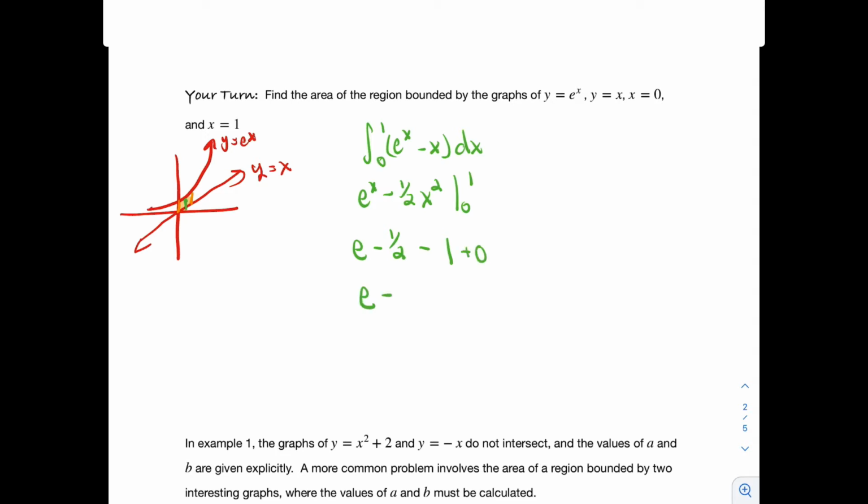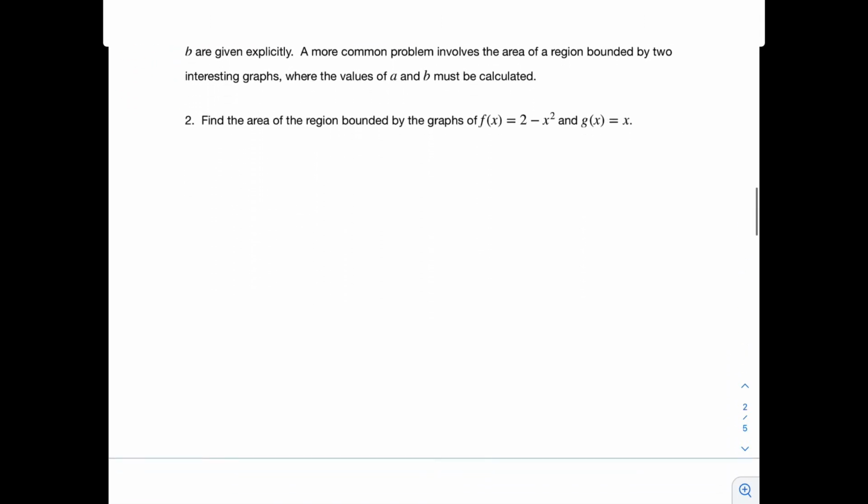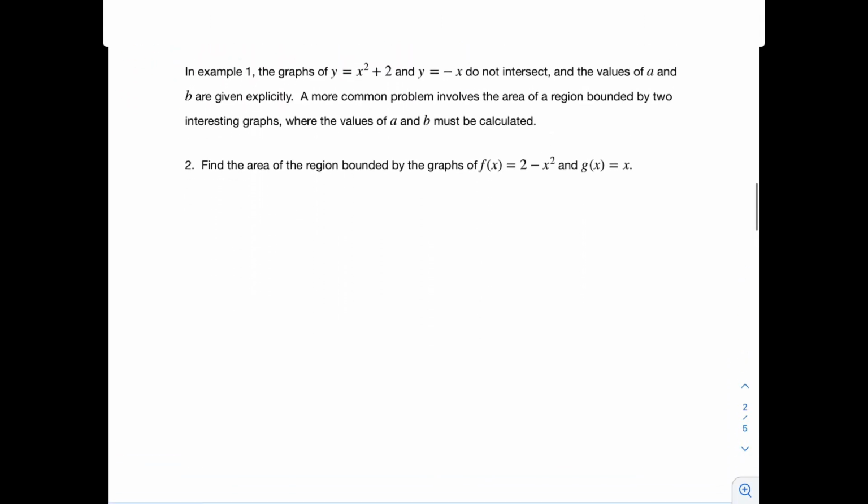So my answer is just e minus 3/2. Okay, so this is the most basic form of finding area between two curves. Now, what we're going to do is sometimes the area between curves, the curves actually intersect each other, because notice none of these curves intersect each other, because by our formula, the functions can be equal to or less than.